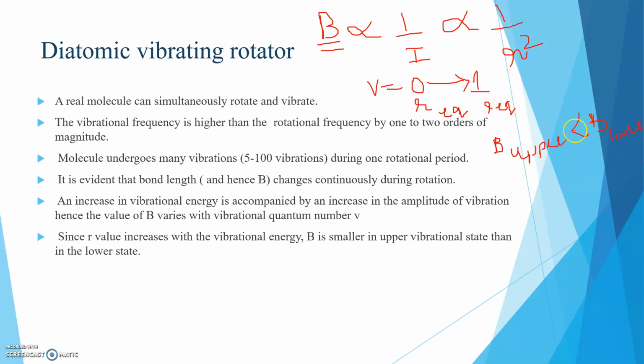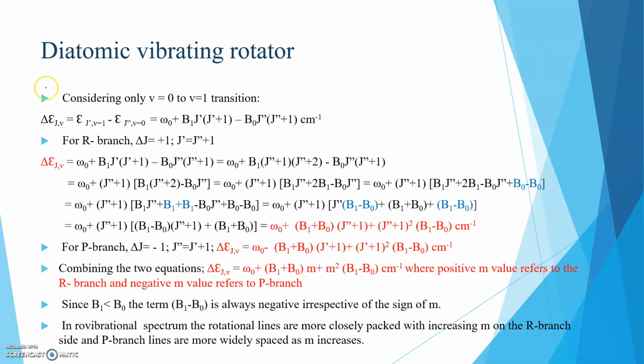So you have to consider this factor when you derive the expression for delta E for a diatomic molecule exhibiting simultaneously both rotational and vibrational transition. So in this equation, considering only the v equal to 0 to v equal to 1 transition, delta E_JV is equal to E_J' at v equal to 1 minus E_J'' at v equal to 0.